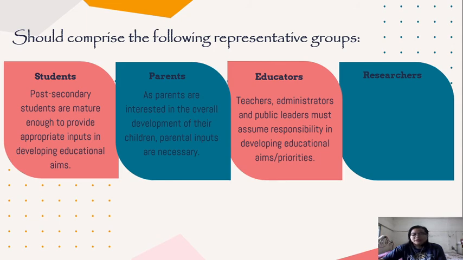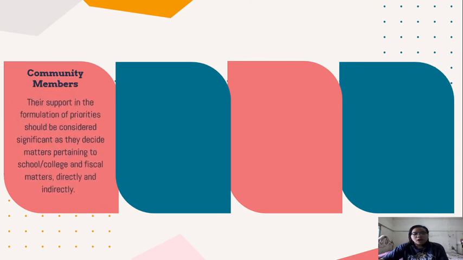Next, we also have the researchers. So the voice of the researchers is also crucial in providing objective data, trends, and issues that could be useful for questioning and for further discussion. Next, we also have the community members. So all the people, for example, the staff members, other stakeholders, etc., that are involved in the well-being of the school should be considered also as they decide on other academic and fiscal matters.